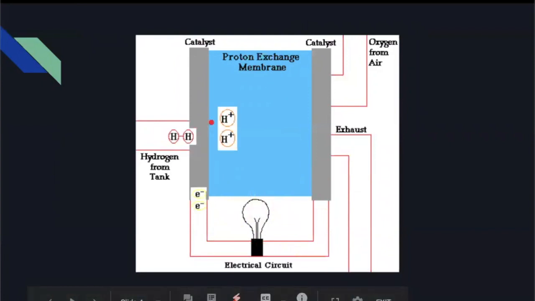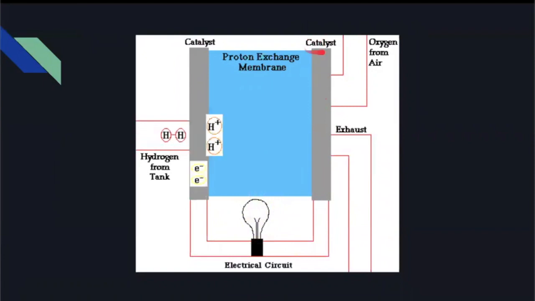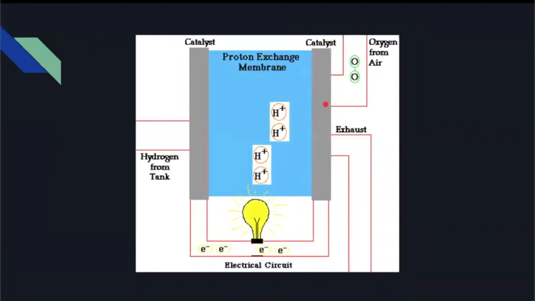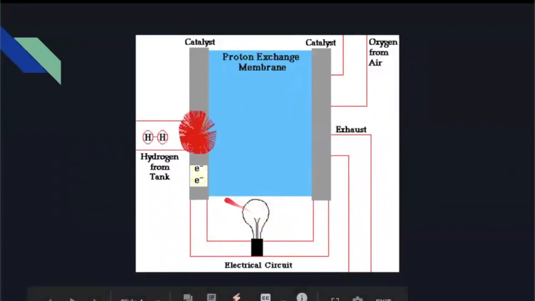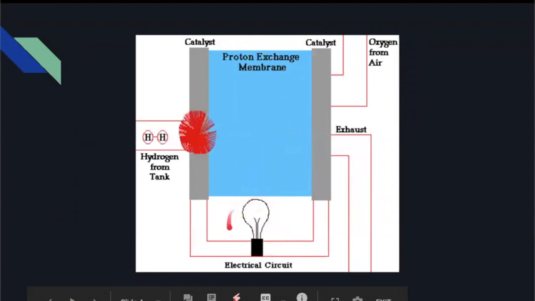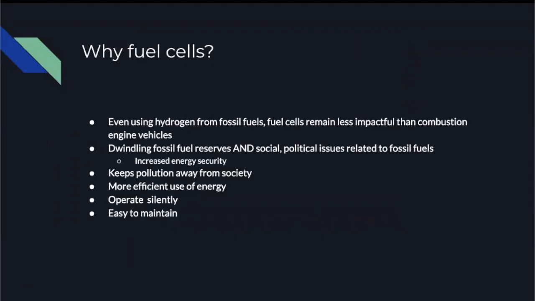The hydrogen ions are then able to pass through the proton exchange membrane, where they meet up at the cathode, the other catalyst, and use oxygen from the air to finally mix back together with the electrons and leave water from the exhaust. Now the electrons are shown here powering a light bulb, but anything that needs power can be attached here.